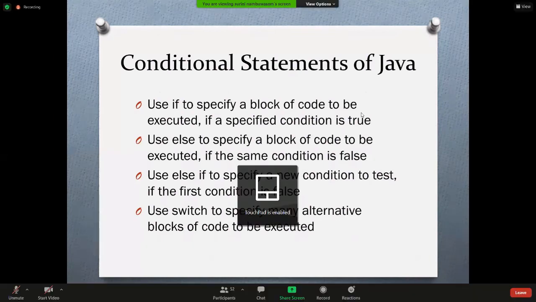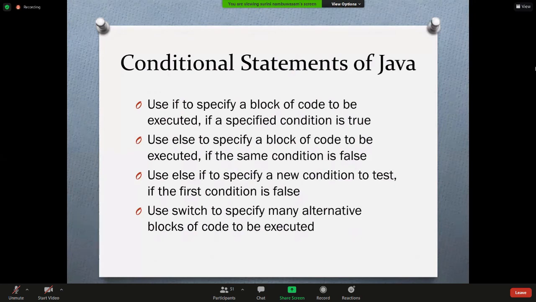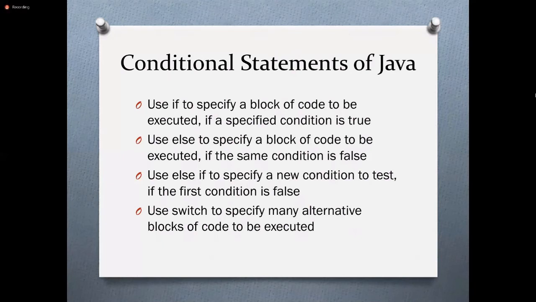Then else is used to specify a block of code to be executed if the same condition is false. Then else if is used to specify a new condition to test if the first condition is false. The fourth one is switch, that I am not going to discuss today. But it's an alternative block of code to be executed.